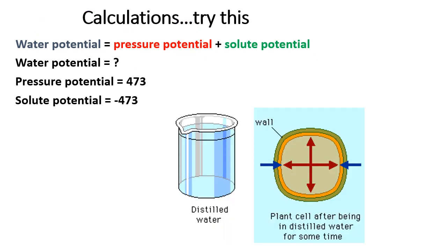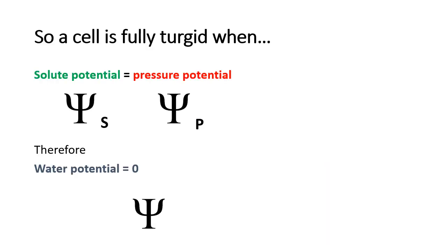So finally, I'd like you to try this question here. What is the water potential? And what we can see here is that the pressure potential, so the amount of pressure that the cytoplasm and vacuole are pushing out on that cell wall, is equal to the solute potential, which is pulling water into the cell. And we can see that they balance and our water potential is 0. So bearing that in mind, the cell is fully turgid when the solute potential is equal to the pressure potential. And this will always give a water potential of 0.